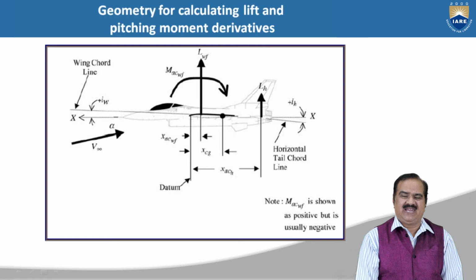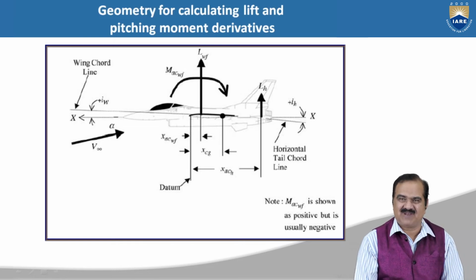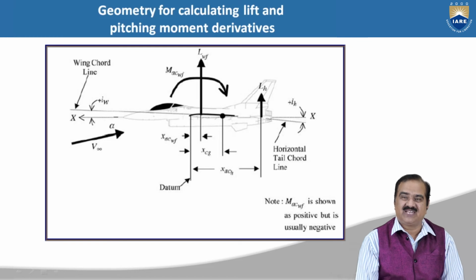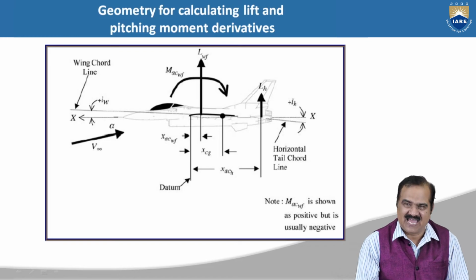Here the tail plane, or the horizontal stabilizer, is producing a lift which is given as LH, and the lift which is produced combinedly by the fuselage plus the wing is known as LWF, that is the lift produced by wing and fuselage. And here we have the IW. IW is the angle of the wing with respect to the aircraft center line or the fuselage reference line.